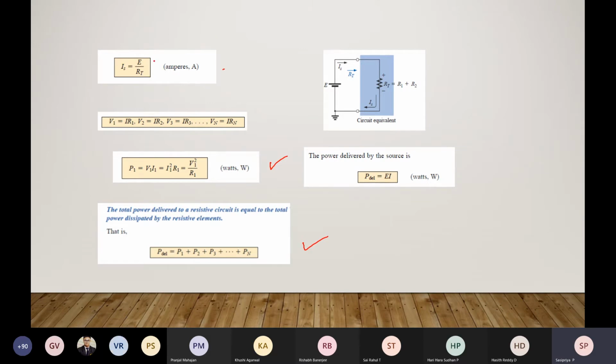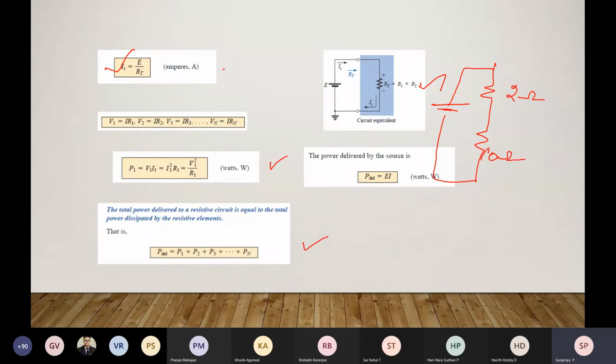Okay, good. So as discussed, the total resistance is R1 plus R2, so the current is E by RT. Now here we have another interesting thing. Let us consider this circuit. Suppose this has a resistance of 2 ohms, and this resistance has a value of 10 ohms.